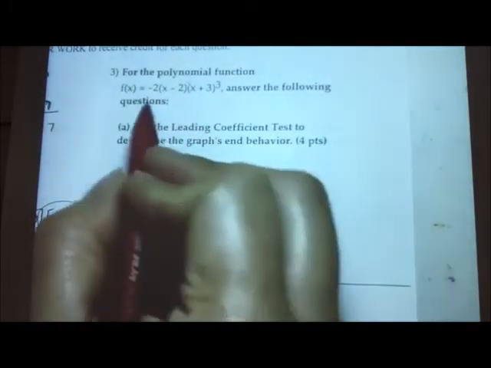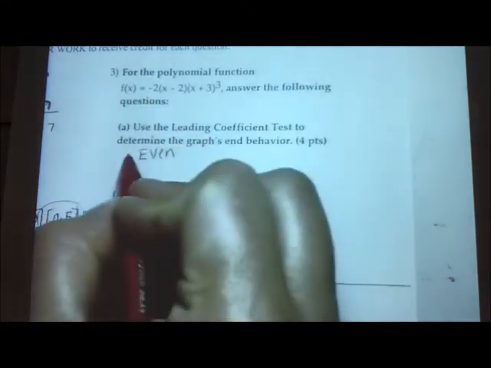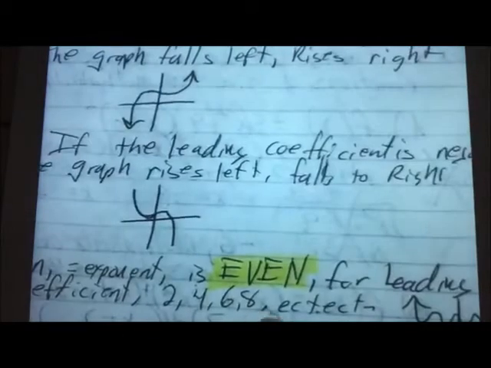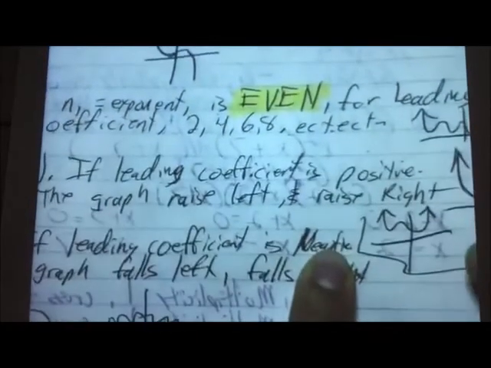And is it negative or positive? What is the number in front? It's a negative. So my leading number is a negative, and it's even. Now, because it's a negative even, do you remember what it does? Does it fall on the very end? Does it rise? Which lesson? That's a very good question. It is lesson 3.2.